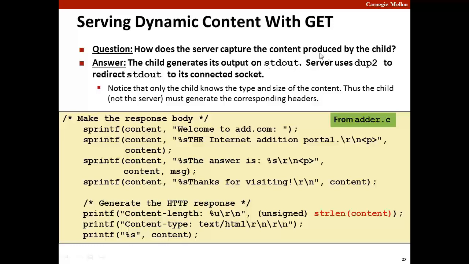So how does the server capture the content produced by the child? Well, the child's going to produce the content to standard out, because that's what programs generally do. We use dup2. You remember your friend dup2 from redirection in the shell? We use dup2 to redirect the child's standard out. So we fork the child, we redirect its standard out using dup2, and then we exec it.